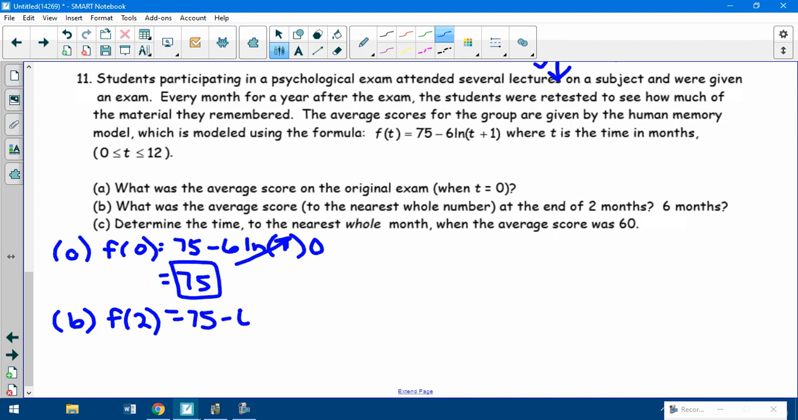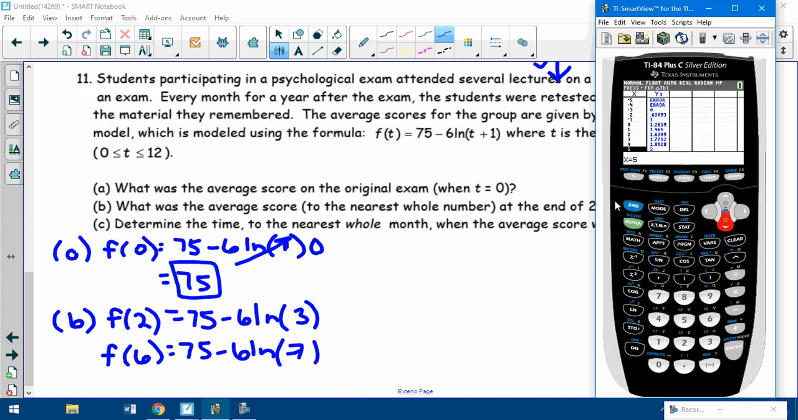So 75 minus 6 ln of 2 plus 1, or 3. And at the end of 6 months would be 75 minus 6 ln of 6 plus 1, or 7. And that's just straight calculator. Remember, ln is an easy thing to type into the calculator. I can just do 75 minus 6 ln of 3, which gives about 68% after 2 months. And 75 minus 6 ln of 7, it's about 63% after 6 months.